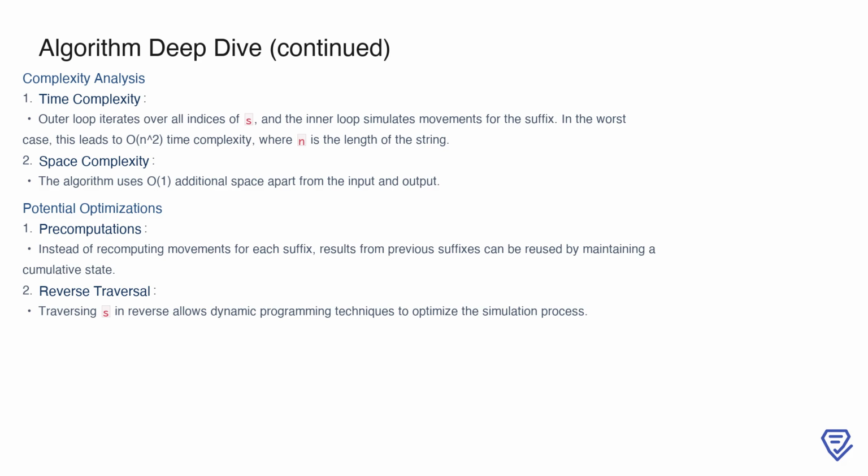One optimization involves precomputations. Instead of recomputing movements for each suffix, we can reuse results from previous suffixes by maintaining a cumulative state. Another optimization is to process the string in reverse order. By traversing the string backward, we can apply dynamic programming techniques to optimize the simulation process and significantly reduce redundant calculations. These improvements can help achieve a more efficient solution while still preserving the correctness of the results.